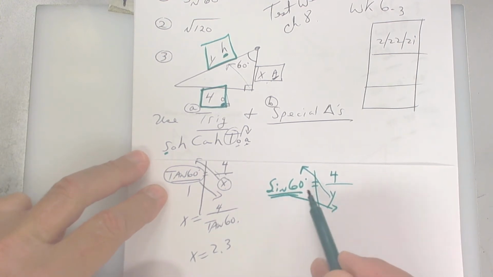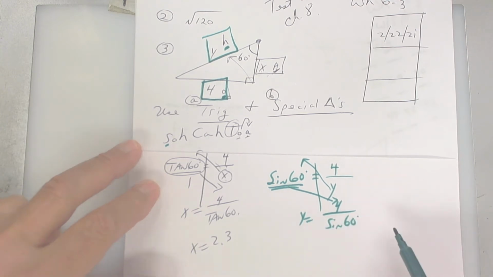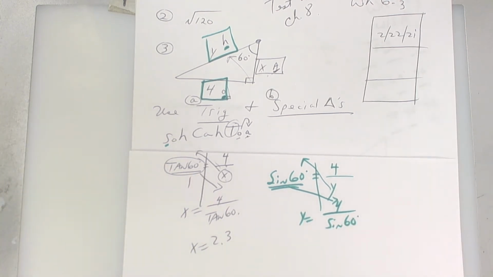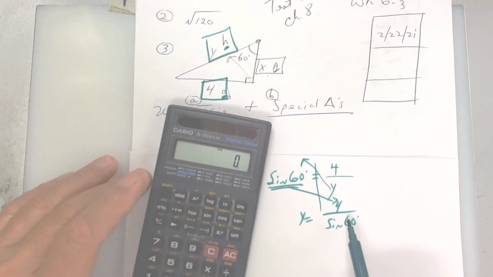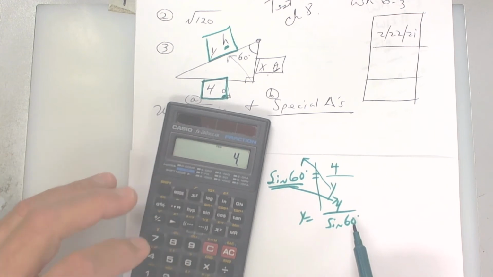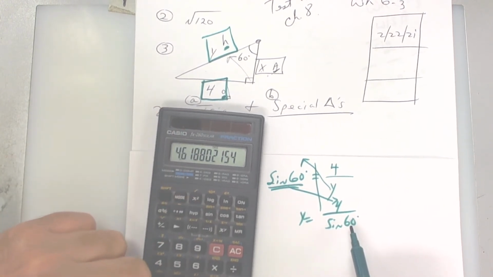All of that. So you're going to get y equals 4 divided by the sine of 60, okay? So let's take a look at this. Now, on your calculator, you're going to clear it out, and you're going to press 4 divided by 60, and then press sine, and press equals. Make sure you press equals.